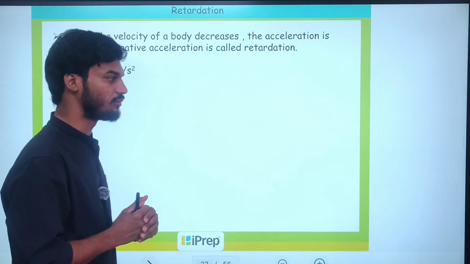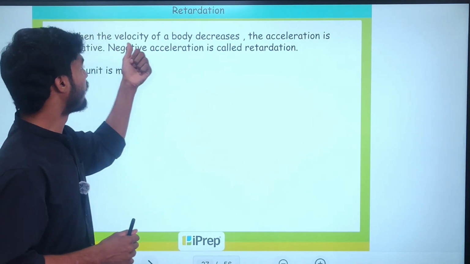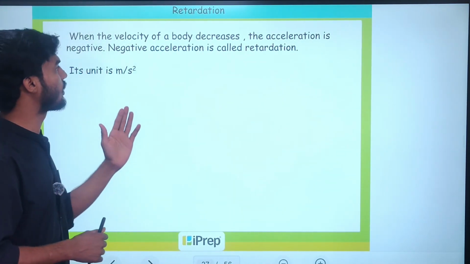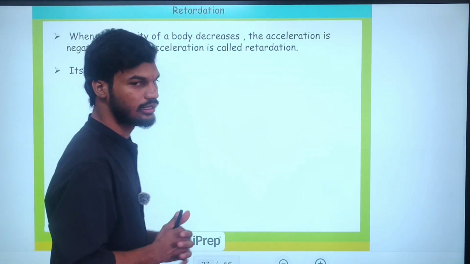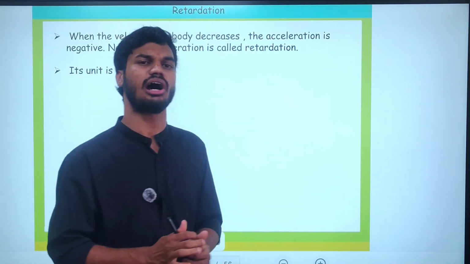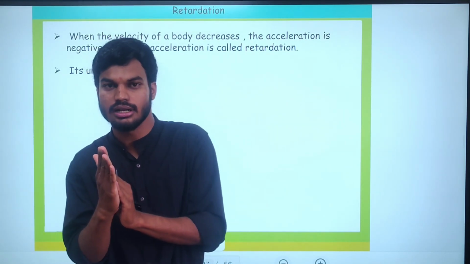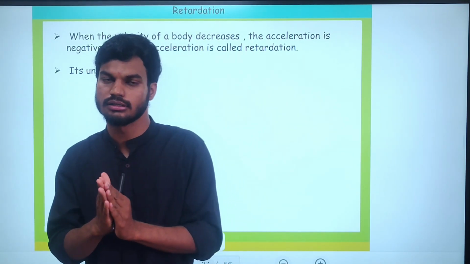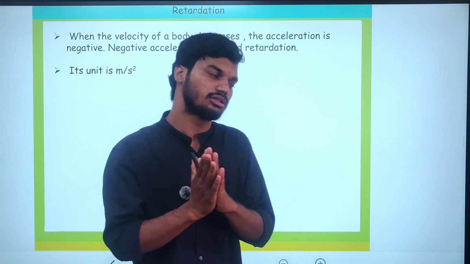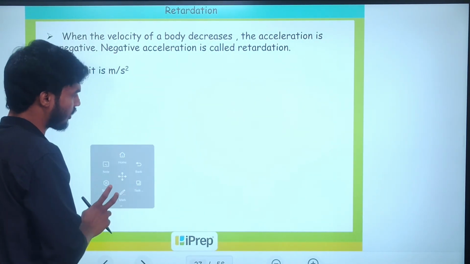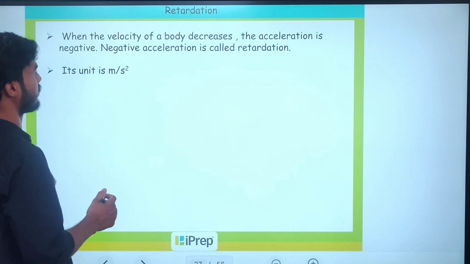Next, retardation. Retardation means when the velocity of an object decreases, the acceleration is negative, and the negative acceleration is called retardation. For example, the car is moving at 100 km per hour. If you want to stop the car suddenly, the car speed is decreasing, right? Simply, the decreasing speed we call retardation.